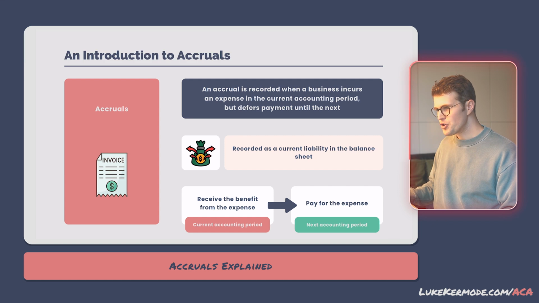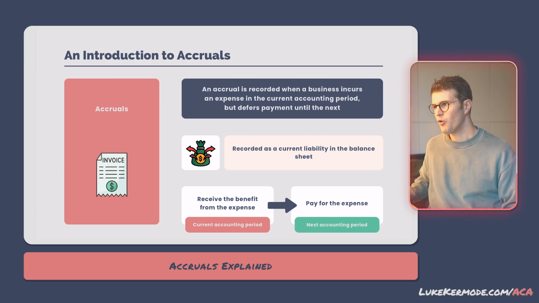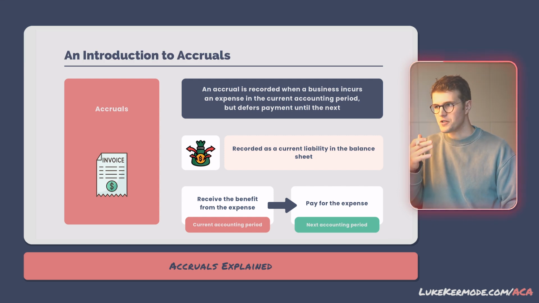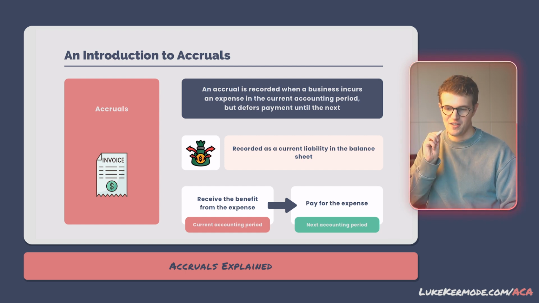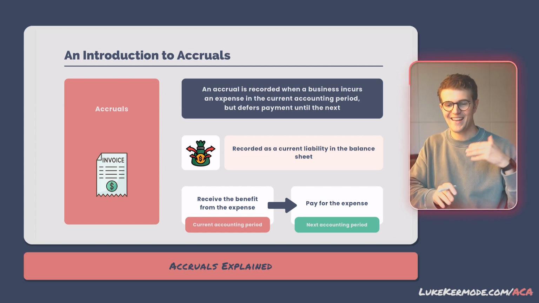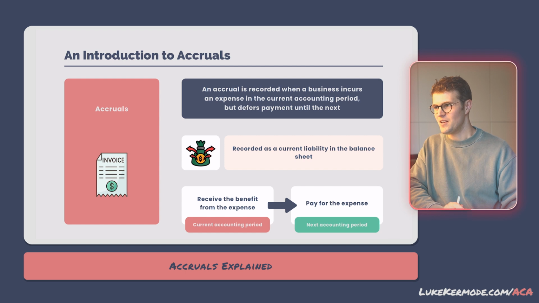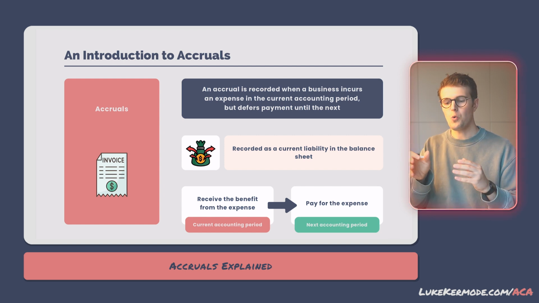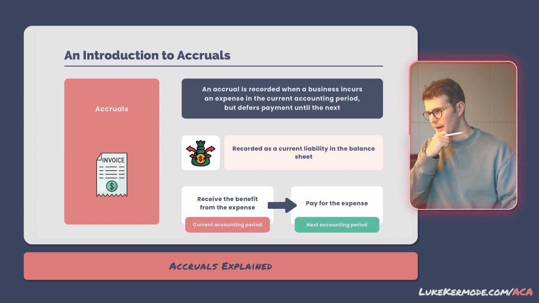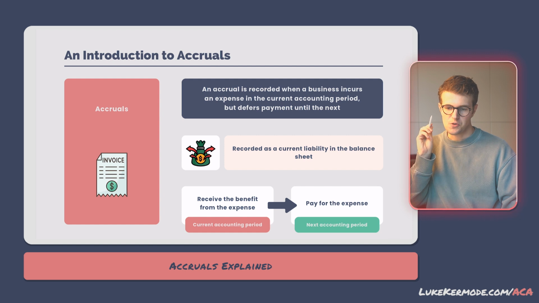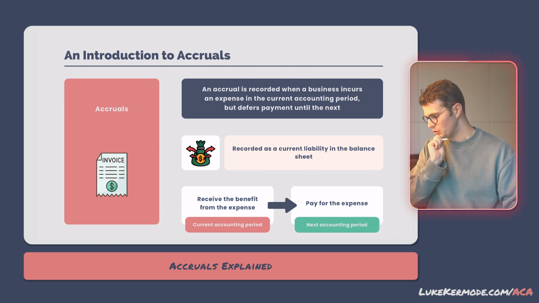Okay, so to give a true and fair view of a business's performance, the statement of profit or loss must match income and expenses to the period in which they occur, not just when the cash is received and paid. So this is where both accruals and prepayments come into play. So we'll start with accruals, also known as accrued expenses.